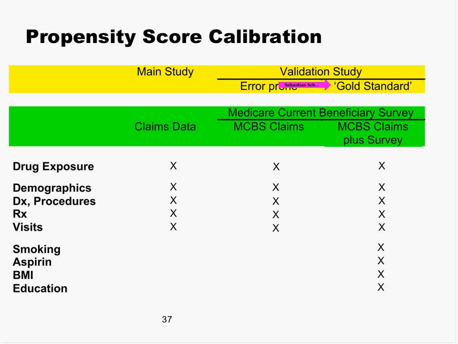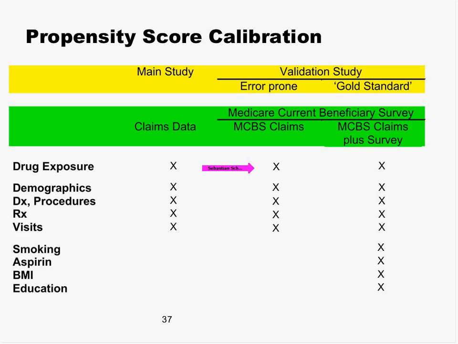So here you see in the claims data you have the usual demographics, diagnostic information, prescription and visit information, plus the drug exposure. In the MCBS claims you have the same. You also have this information here. You have smoking, aspirin, BMI, education, and income, right? This is a richer propensity score, right? You estimate the propensity score of all variables below my purple arrow on the treatment variable.